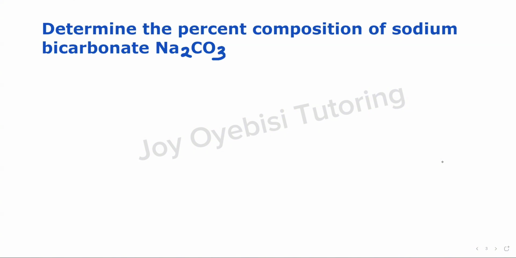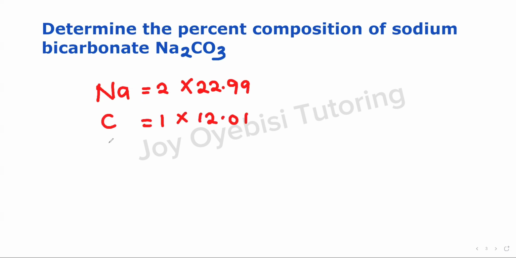The next one I have says, determine the percent composition of sodium bicarbonate. The first thing we do for this one is find the total mass. So sodium, there are 2 of them, multiplied by the mass of sodium in the periodic table. Carbon, you have just 1, multiplied by the mass of carbon in the periodic table. And then oxygen, we have 3, multiplied by the mass of oxygen in the periodic table.